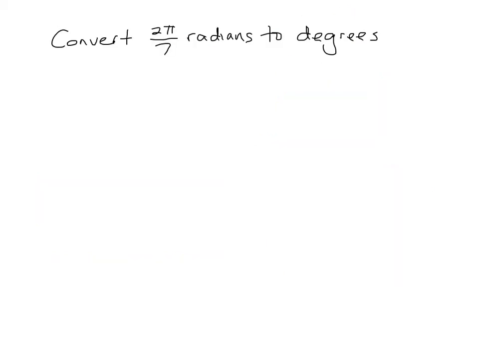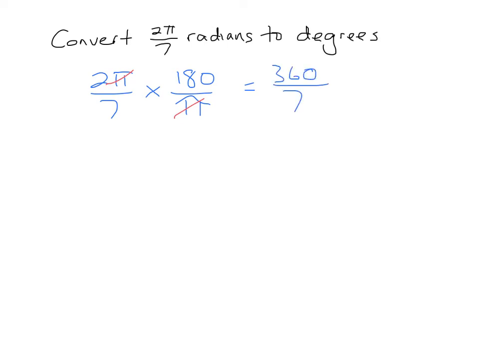Let's convert 2π on 7 radians to degrees. If we're converting to degrees, then we multiply by 180 over π. The π's will cancel, which gives us 2 times 180, which is 360 over 7 as a fraction. And if I grab my trusty little calculator, 360 divided by 7 is equal to 51.43 degrees, to 2 decimal places.